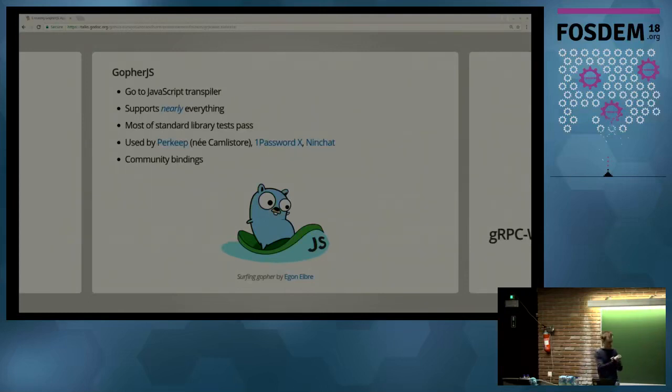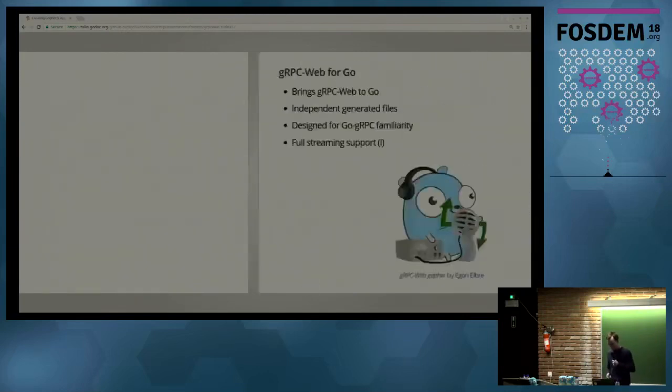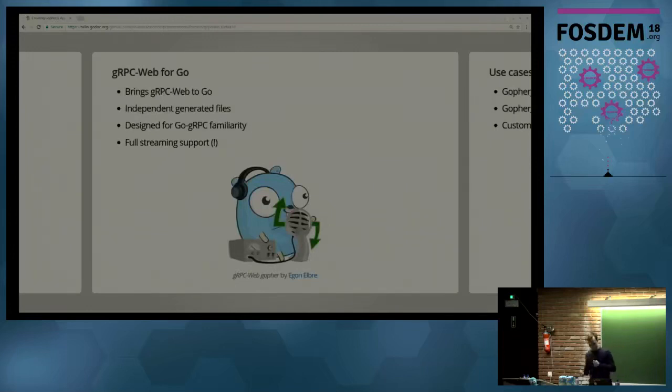So what do we get if we put all of this together, right? gRPC Web for Go, my open source library. So it combines GopherJS with gRPC Web using the Improbable gRPC Web client. It has a protoc plugin that generates GopherJS code with no JavaScript dependencies. It's designed to look like Go gRPC clients, and it has full streaming support.